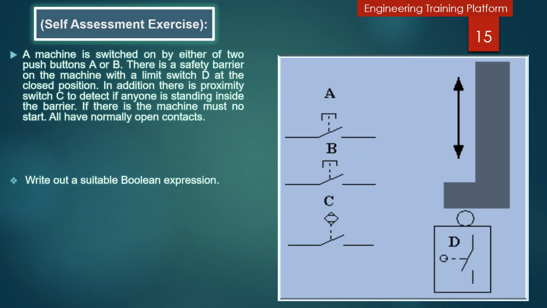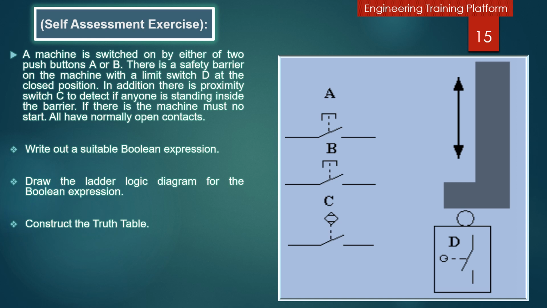I hope you understand all the topics. This is the self-assessment exercise. I would appreciate it if you solve the problems and reply in my comments. The self-assessment exercise: a machine is switched on by either of two push buttons, A or B. There is a safety barrier on the machine with a limit switch D at the closed position. In addition, there is a proximity switch C to detect if anyone is standing inside the barrier. If there is, the machine must not start. All have normally open contacts.